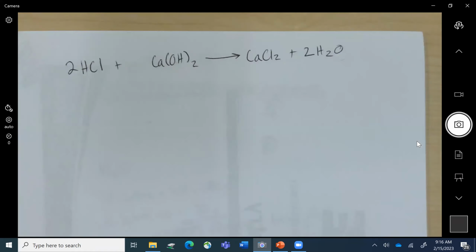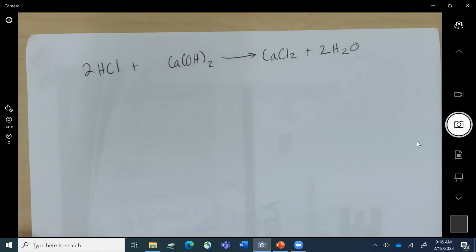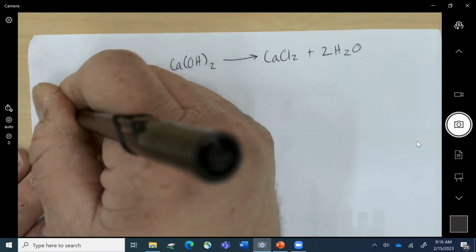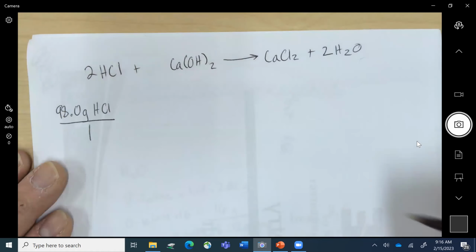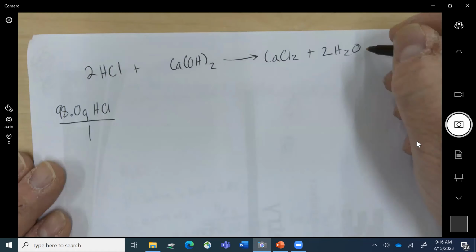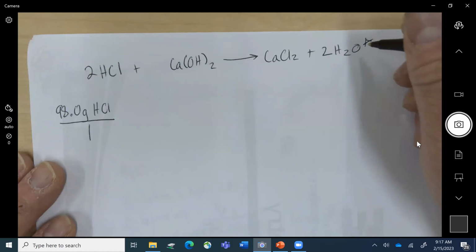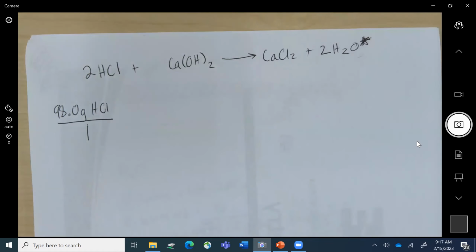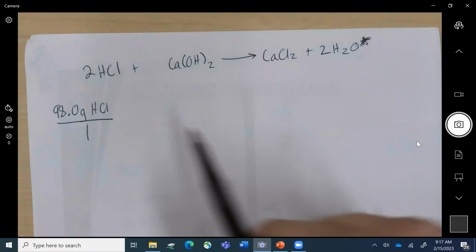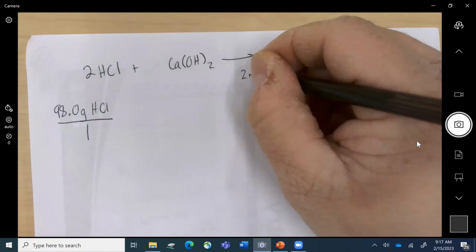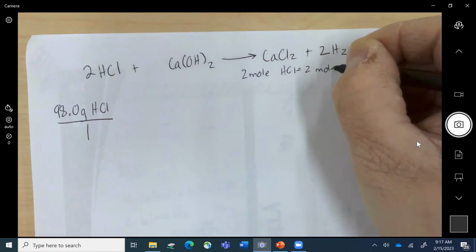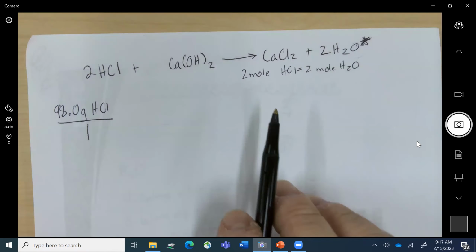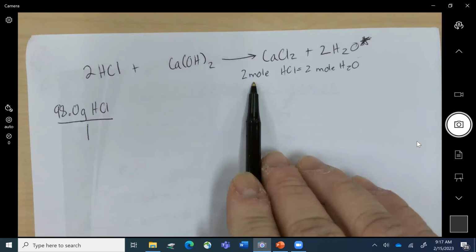Now it says I'm starting with 98 grams of HCl. And I need to get to my magic water right here. I need to get to water on this side. So the molar ratio I'm going to use to convert the two is 2 moles of HCl equals 2 moles of H2O. So that's how I'm going to go from this to this. But first, I got to get to moles of HCl.